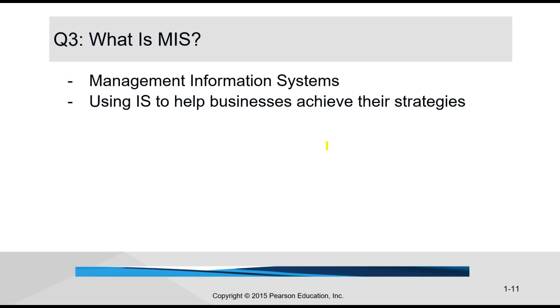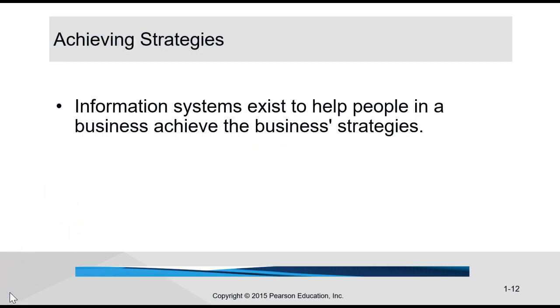Let's think through another example. Maybe our company has a Facebook page. Are the costs of maintaining the page sufficiently offset by the benefits? Questions in management information systems would be, what's the purpose of our Facebook page? What's it going to do for us? What's our policy for employees' contributions? And what should we do about critical customer reviews? Management information systems is all about using information systems to help a business achieve its strategies.